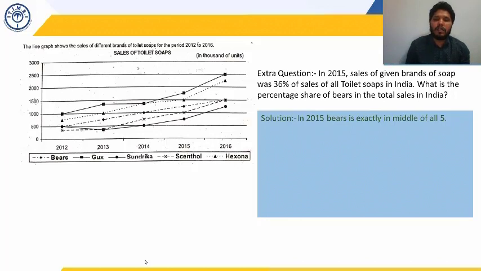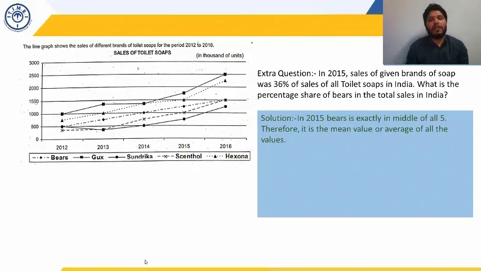So can I say the middle value is also the mean value in case of an AP, and this is an AP. These numbers are in AP, increasing in the same proportion, so a common difference is there. Therefore the sales of Beers is going to be the mean value or the average of all the values. We can say the sales of Beers is going to be the middle value or mean value or the average value. All of them are the same.